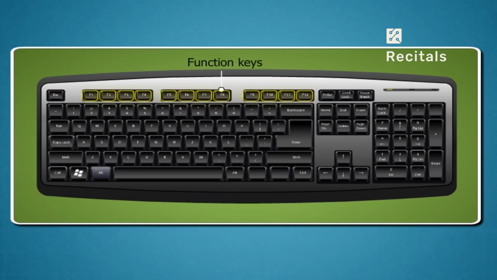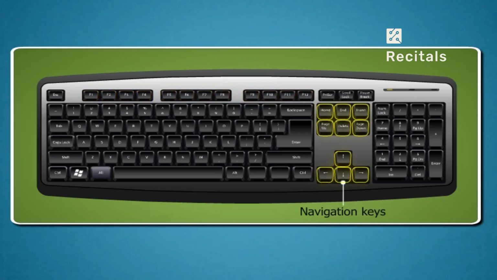Function keys. Function keys are labeled as F1, F2, F3, and so on, up to F12. The functionality of these keys differs from program to program. These keys are used to perform specific actions. Navigation keys. Navigation means locating position. The navigation keys help us to move around in documents, data sheets, presentations, or web pages, and edit text. These include the arrow keys, home, end, page up, page down, delete, and insert.